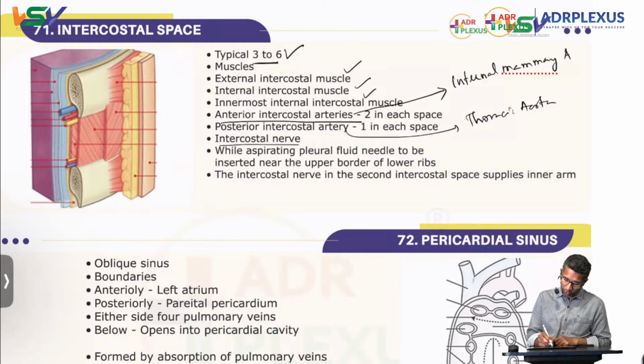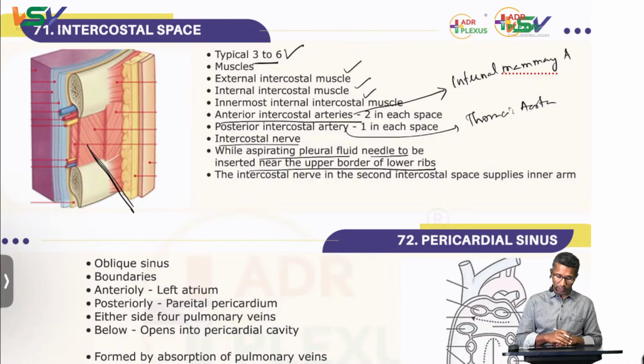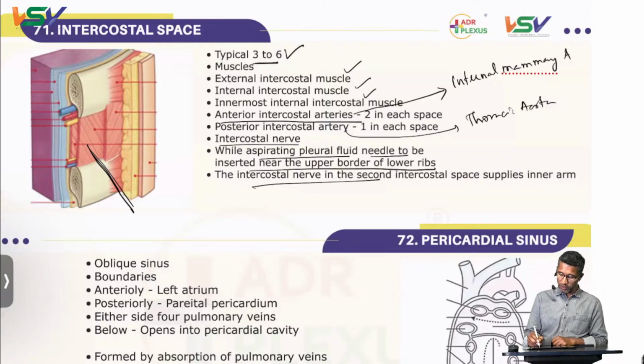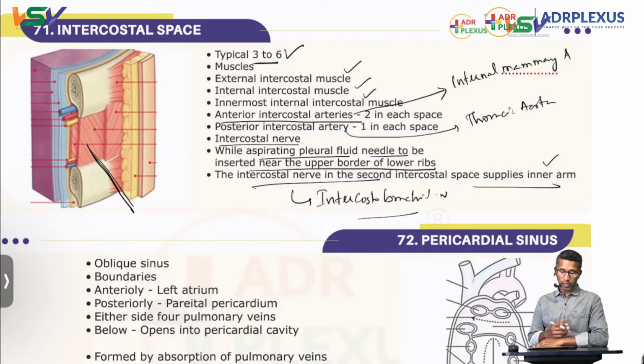That is why, when you aspirate the fluid, the needle should be near the upper border of the lower rib. So you should put the needle here rather than here, because the upper border of the space contains all the vital structures. When you put the needle towards the lower part of the space, you will not injure those vital structures. And remember, the intercostal nerve from the second intercostal space supplies the inner arm, which we have already seen, and is also called the intercostobrachial nerve.